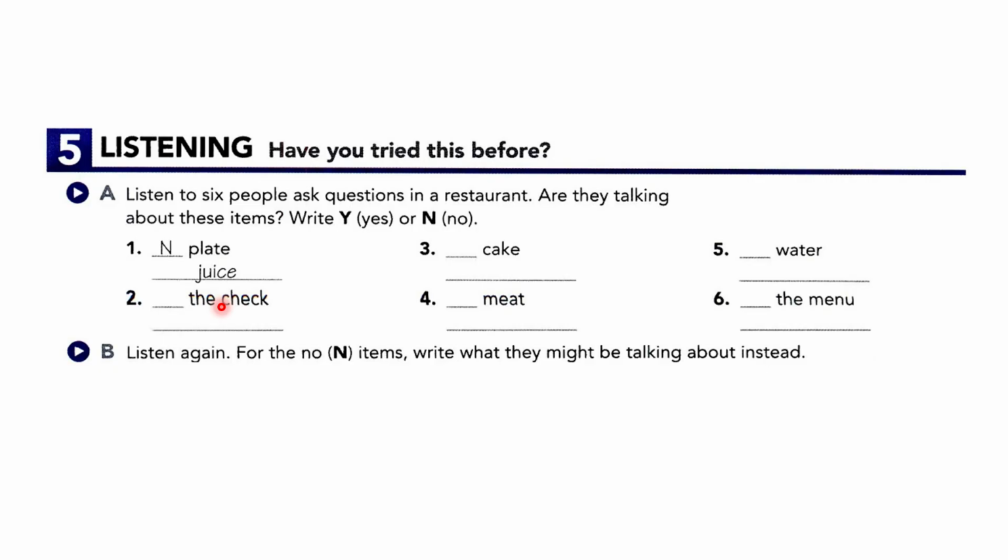Tell me, Johnny. No, teacher. No, very well. They are not talking about the check, because the interaction is, have you ever tried this before? Yes, I have. So the question is about experience. It's not about the check. Very, very well. Number 3, cake. Are they talking about a cake here? Yes or no?